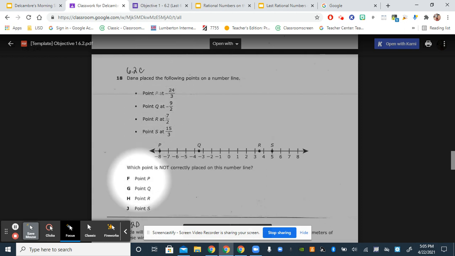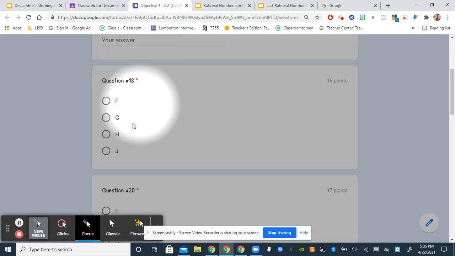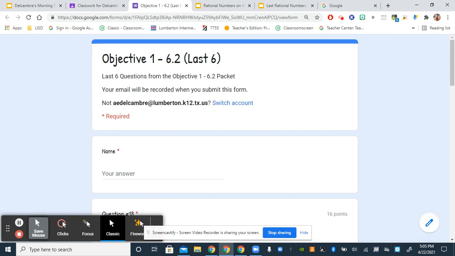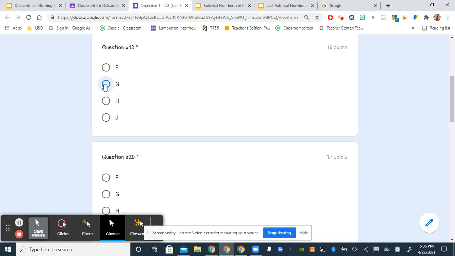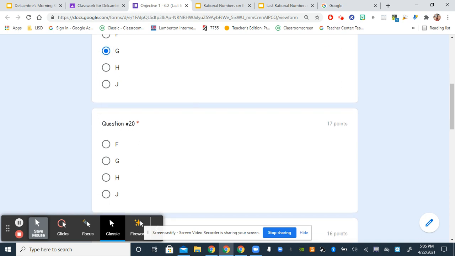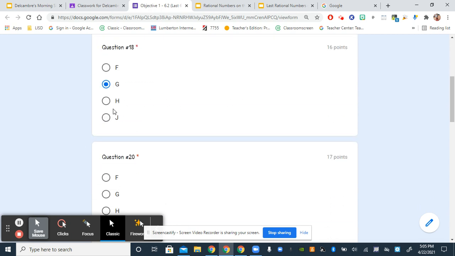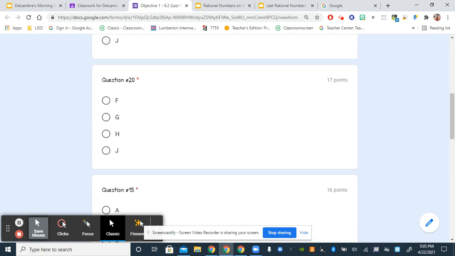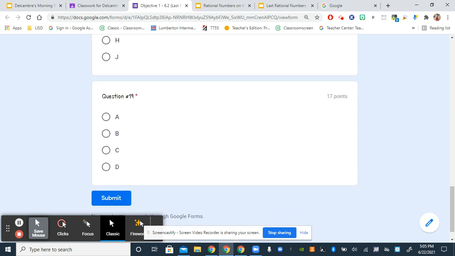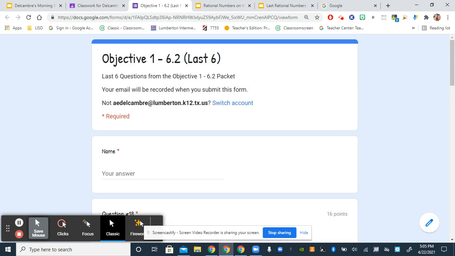So that answer choice was G. So I'm going to come over here, find number 18, and click G. Please make sure that you type your name right there, guys. All right. So I've given you an answer for question number 18, so you have the rest to do. Take your time. Make sure you submit it, and you see the little memes I have at the end.